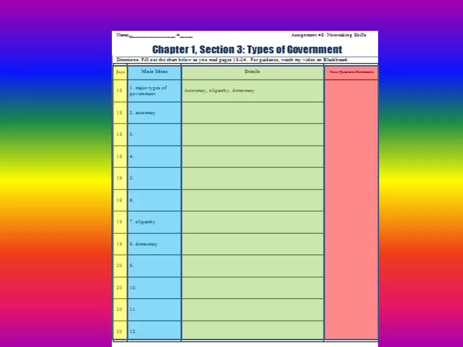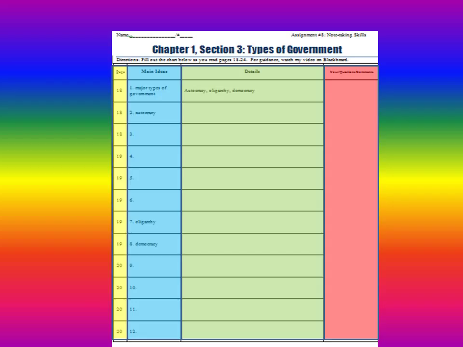Alright, just to review, on your worksheet, the left column is the page numbers of where you're going to find your answers. In the main ideas, you should put your headings, your subheadings, your vocabulary words, and your smaller black words. In your details is where you describe your main idea.